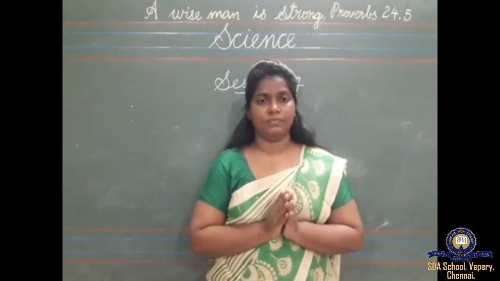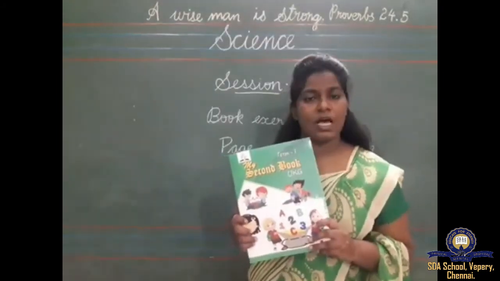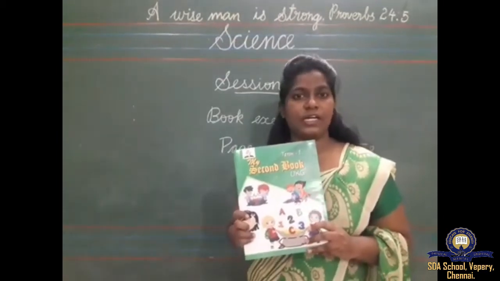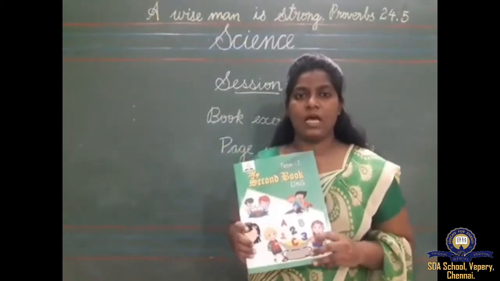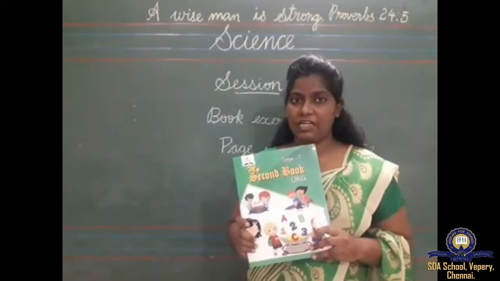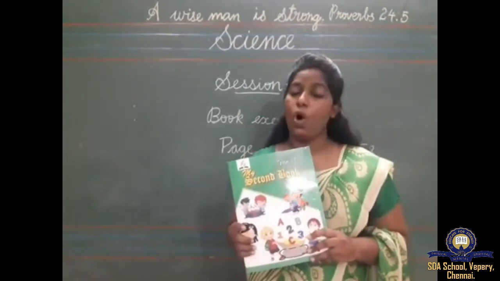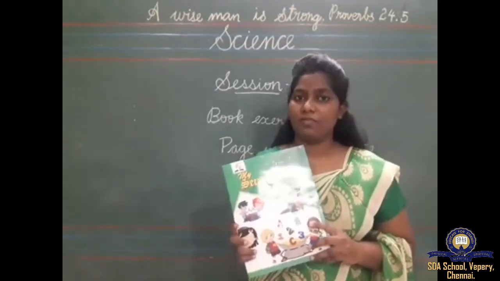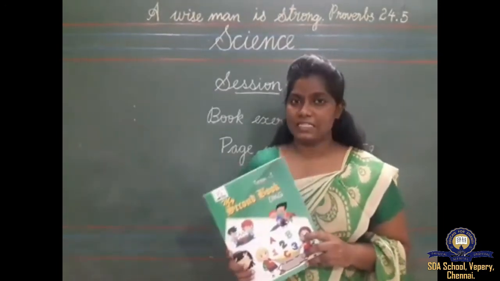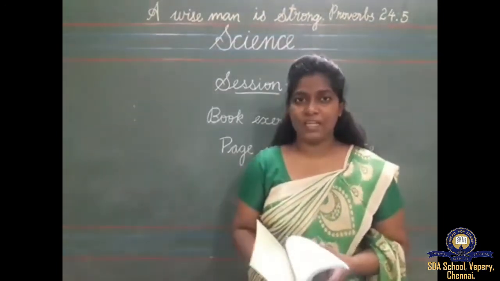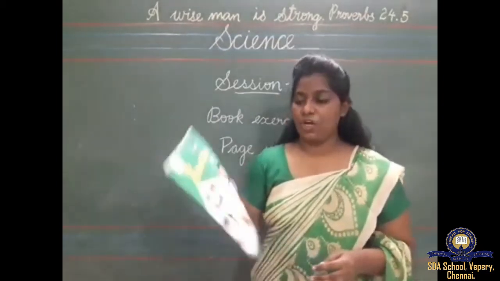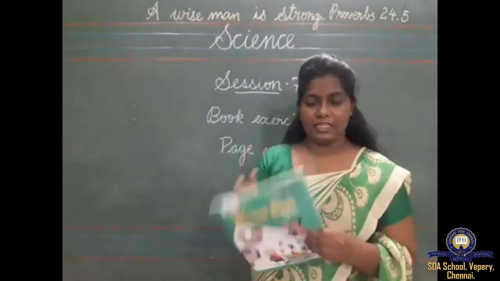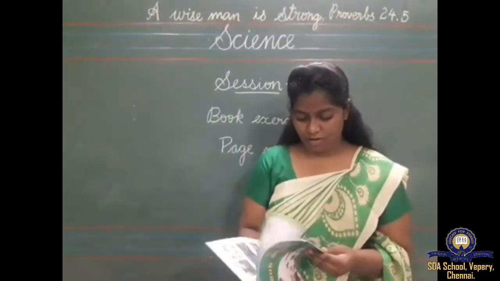Amen. Now take your science book and a pencil and an eraser to erase the mistakes. Keep these three things ready. Now we are going to do the book back exercise with a small revision of our previous lessons. Shall we go? Ready, students? In your second book, term 1, take page number 52.